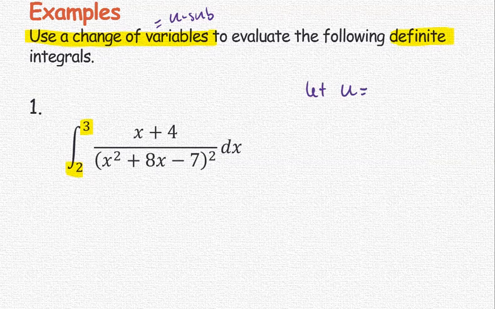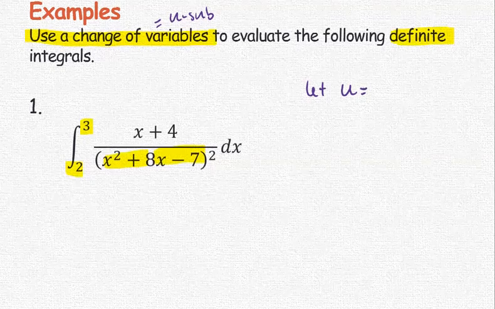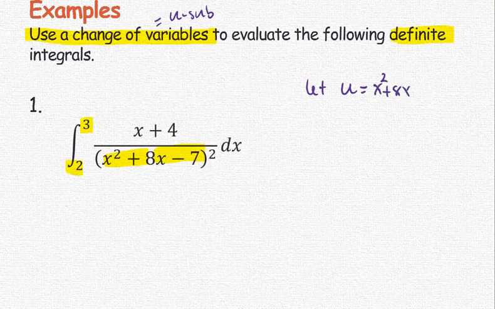Which one looks more complicated? Definitely the power 2 form, right? And what's the inside? The inside is x squared plus 8x minus 7. So that's what we're going to use as u. U is x squared plus 8x minus 7. Okay. First step, always the same thing.